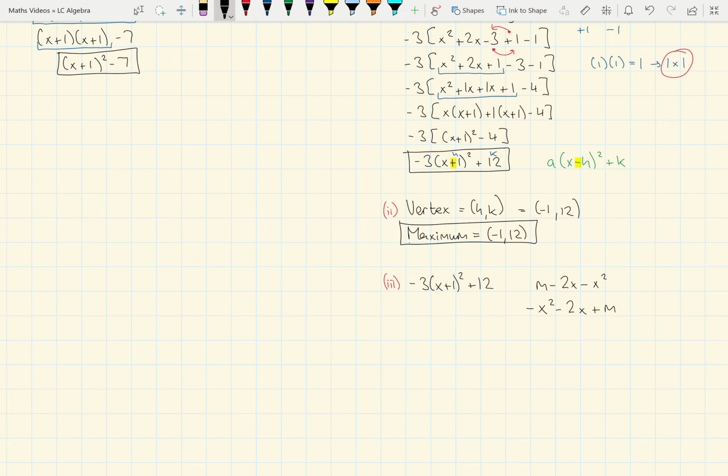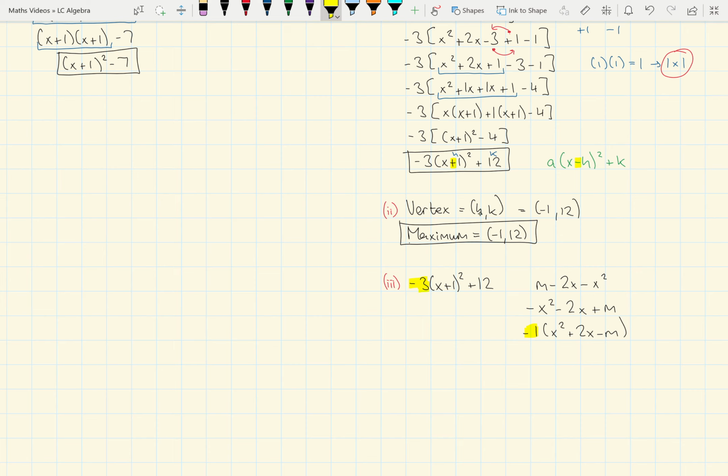I'm going to factorize out by -1, and I'll get -(x² + 2x - m). Okay, so now I've satisfied this part. The fact that they are different numbers won't change anything. That only affects the stretching or compression factor for our quadratic, so that's okay.